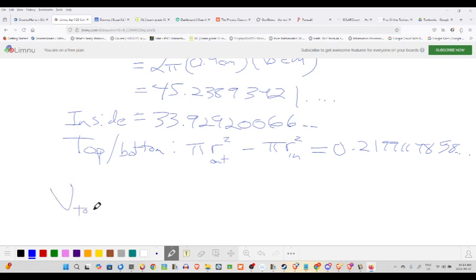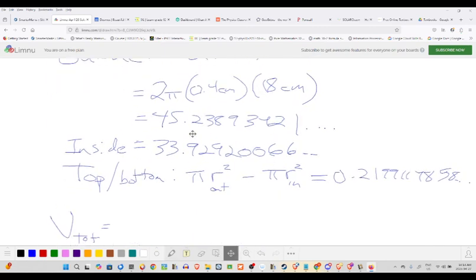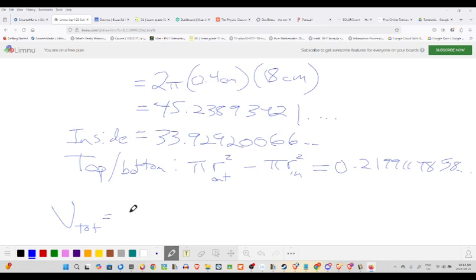Anyway, so the total volume is going to be the sum of these three numbers. So we have the outside plus the inside plus the top plus the bottom.